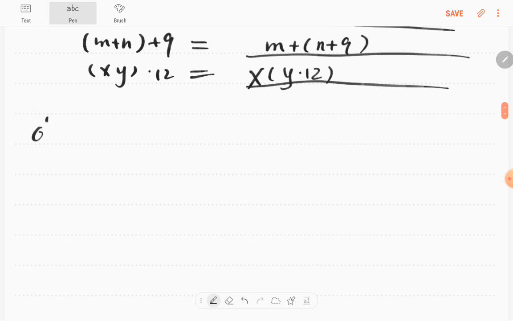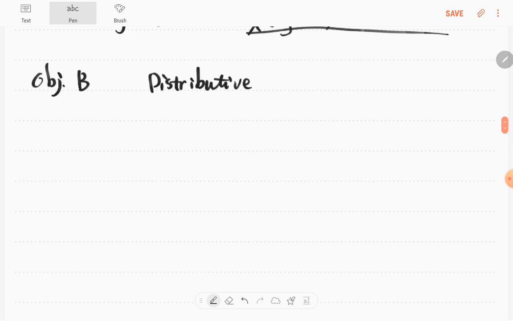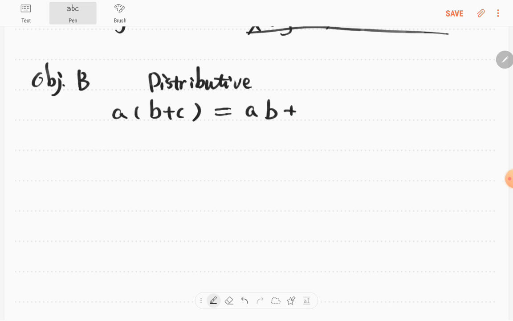Then we check objective B. It's about the distributive rule. This one just mixes the multiplication and the addition together. Then we say this is the rule. A times (B plus C) is just like A times B plus A times C. Okay, that's the basic rule.